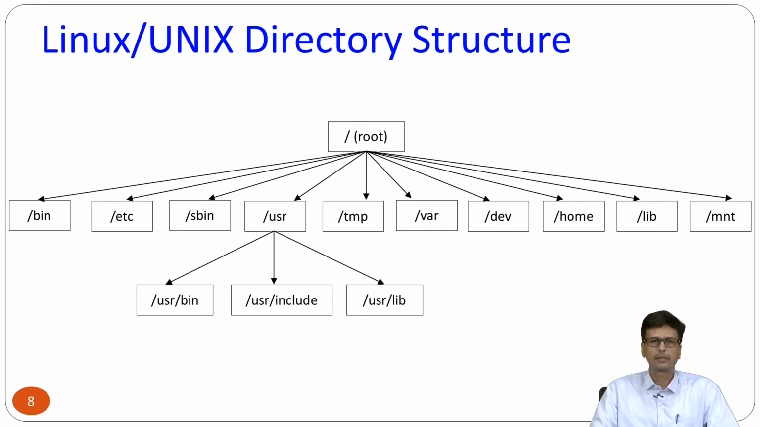All those files can reside in specific directories, and all those directories are listed here after the root. All these are the directories, and they are bifurcated according to which kind of files are stored in particular directories. Say, for example, all the user information can be stored in the USR directory, that is the parent directory that can store all the user information.